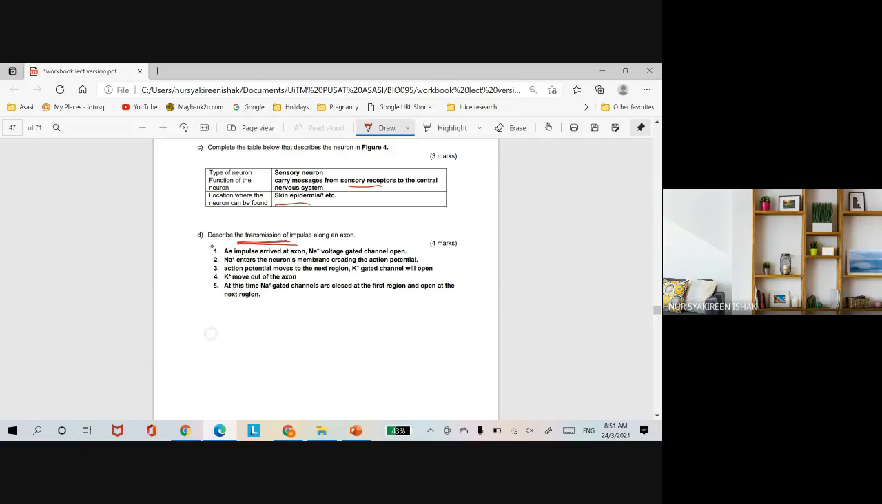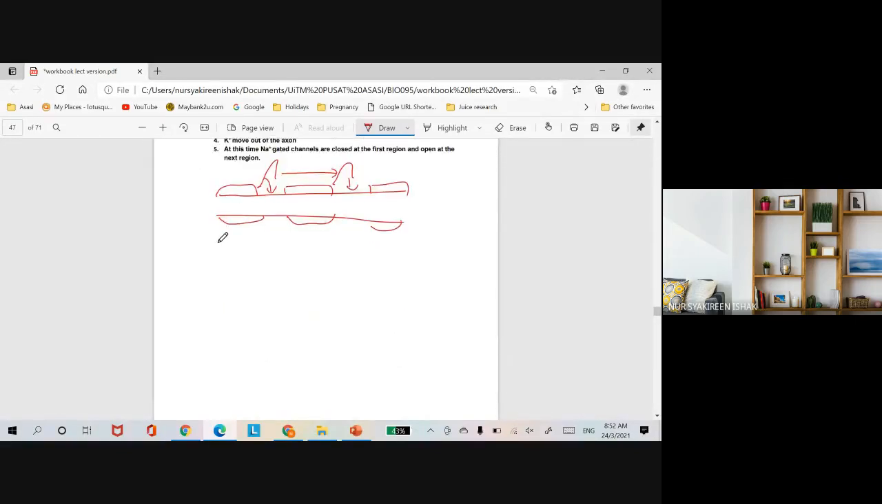Okay, so you have a long axon, kan, long axon, so it is covered by the myelin sheath, okay, and then this is where the action potential will occur. Okay, so macam mana impulse tu boleh transmit along the axon. So you have to explain along the region. Okay, so this is for example the first region. Kita ignorekan myelin sheath tu sekarang ni untuk mudah faham. Okay, so this is the first region.